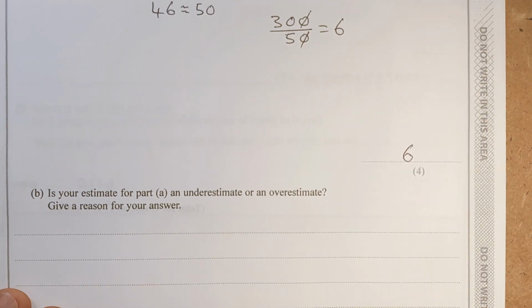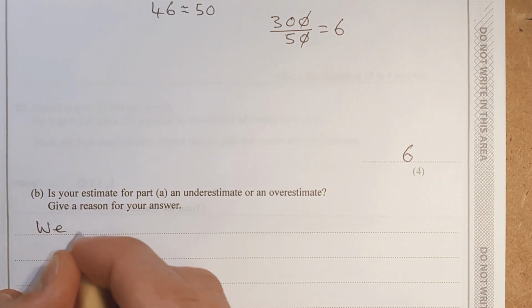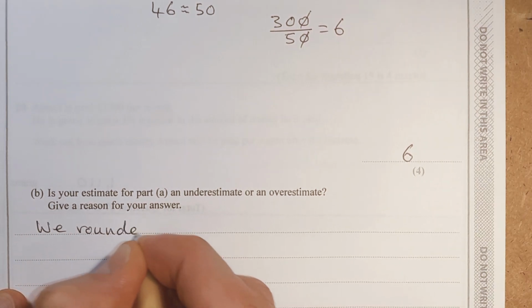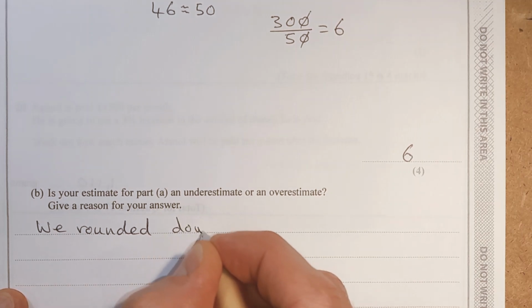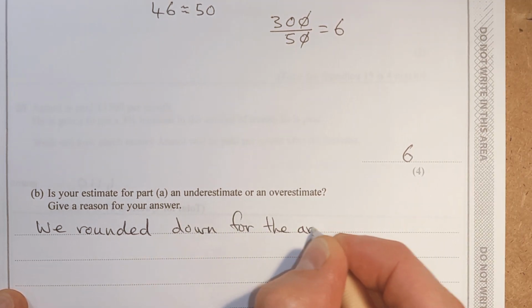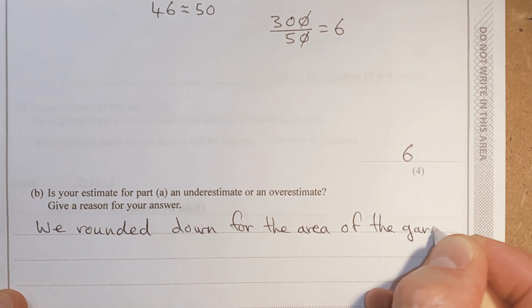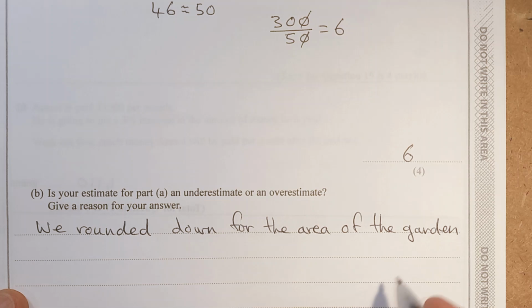Is your estimate for part A an underestimate or an overestimate? Give a reason for your answer. Okay, well, for the area, we can say we rounded down for the area of the garden. So we assumed that it was slightly smaller than it was.